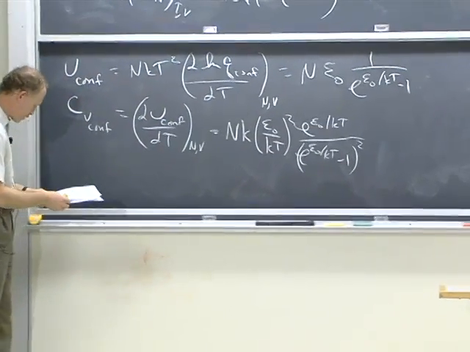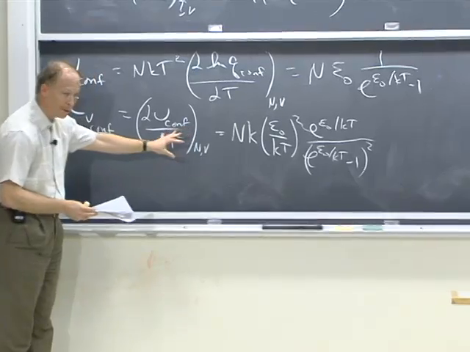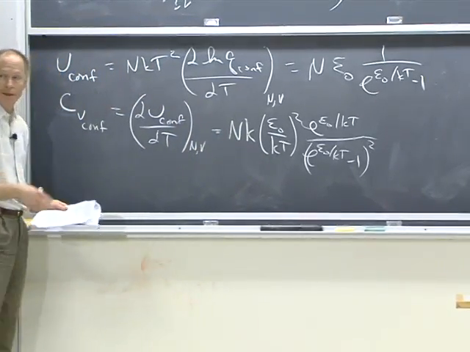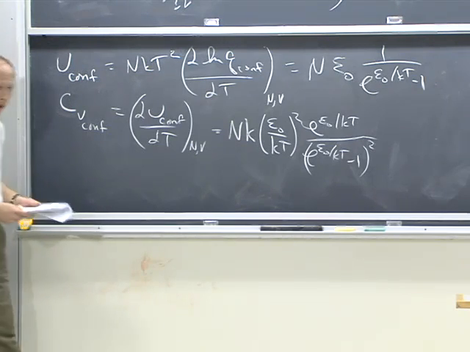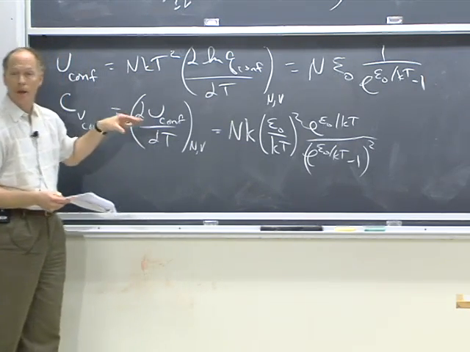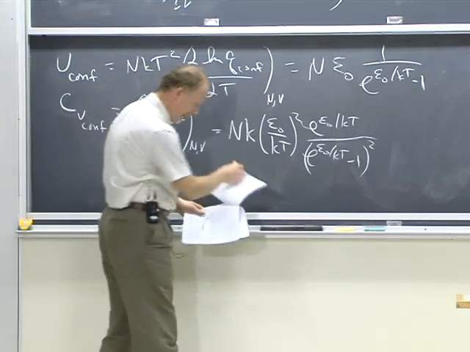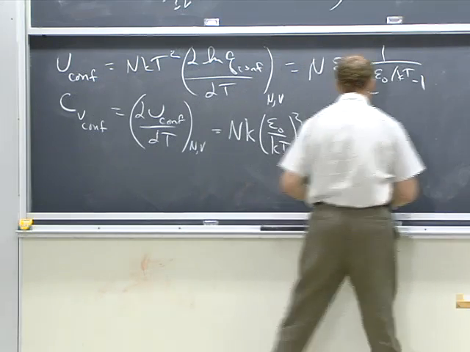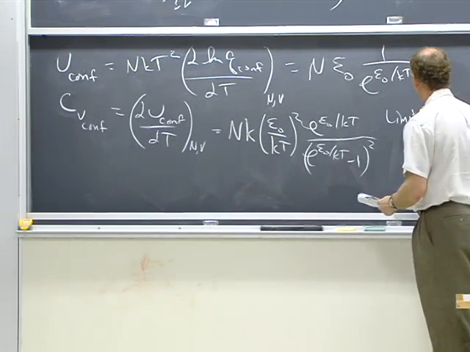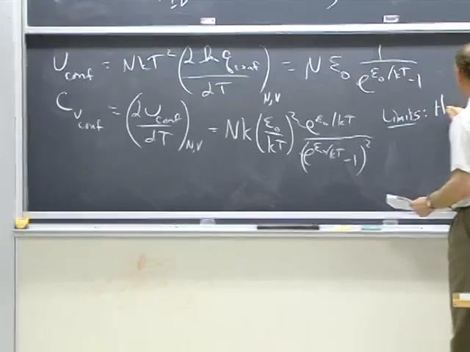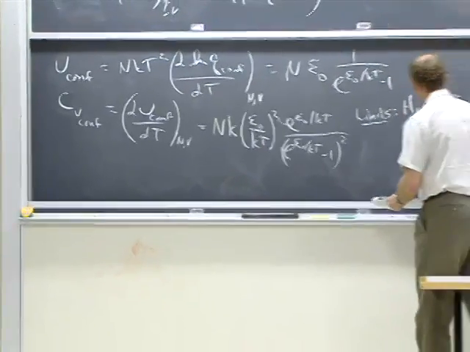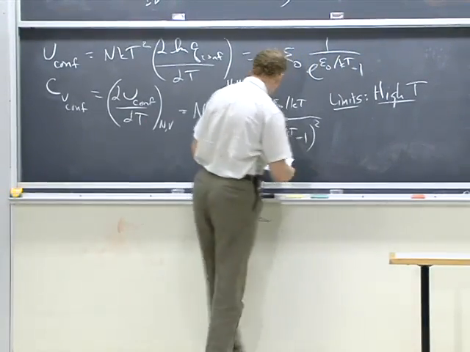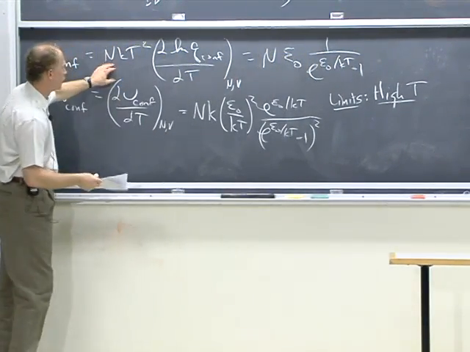Now, this looks kind of complicated for the heat capacity, but just like we did last time for the simpler case that we treated then, let's take a look at the high and low temperature limits of what happens to the heat capacity. So at high temperature, well, we can start by just looking at the energy.